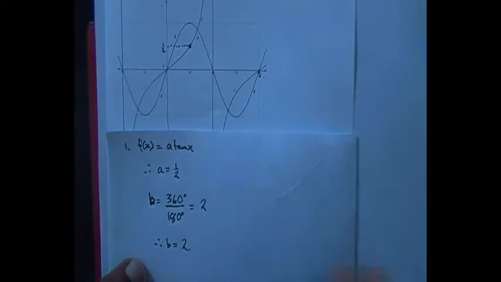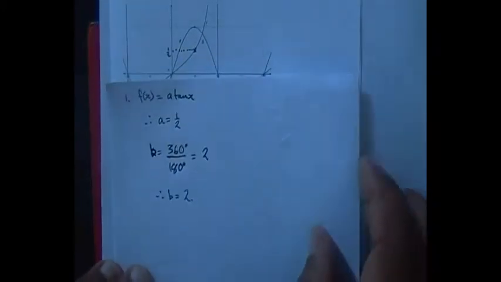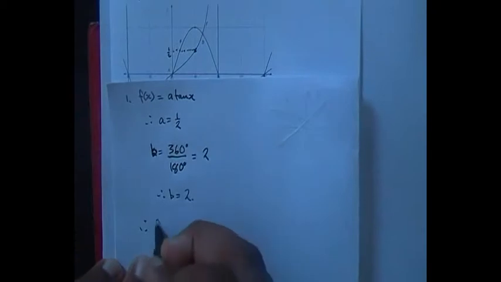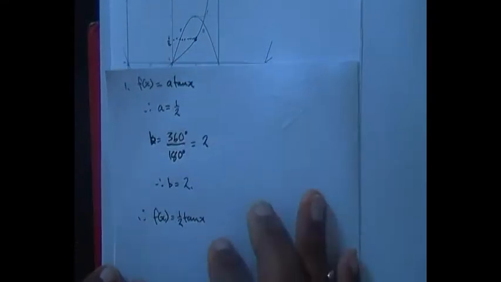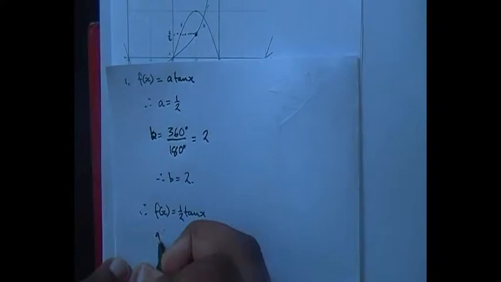Okay, so our functions that we have now: f of x is going to be equal to a half times tan of x, and g of x is equal to sine of 2x. All right, what is the next question?